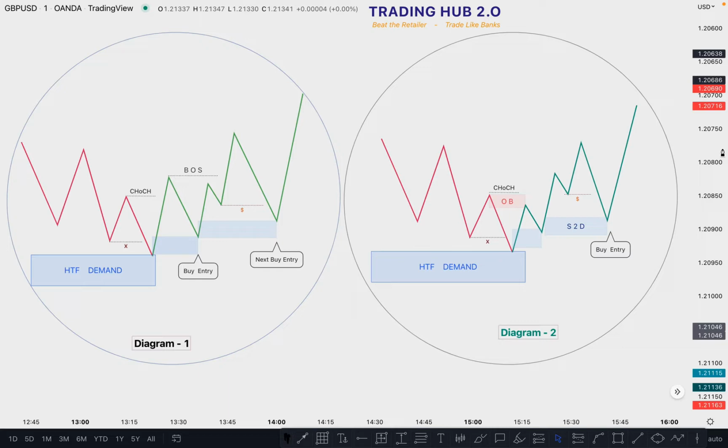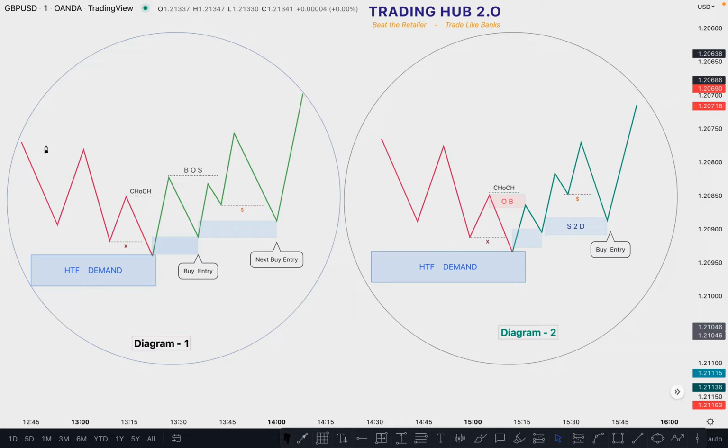So now let's switch into the topic. You can see on the screen we have two diagrams, diagram 1 and diagram 2. These are both examples for the buy. In diagram 1 you can see when the market taps into our POI zone, then the market is looking for the reversal, and how you can actually catch the reversal move.